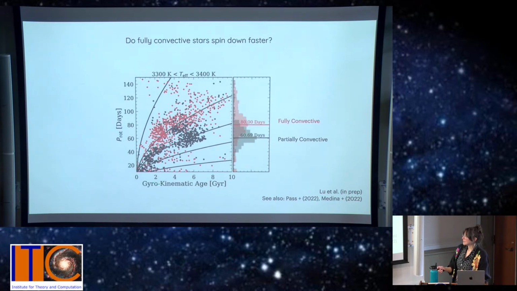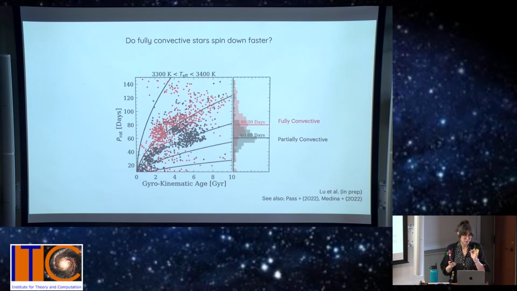rotation period on the y-axis. Now this is gyro-kinematic age on the x-axis, with stars colored either in black or in red, according to whether or not they seem to be fully or partially convective, as defined by where they fall on the color magnitude diagram, if they're above or below the Jao gap, which is this gap in the color magnitude diagram that separates fully and partially convective stars. This is a narrow temperature range of stars.